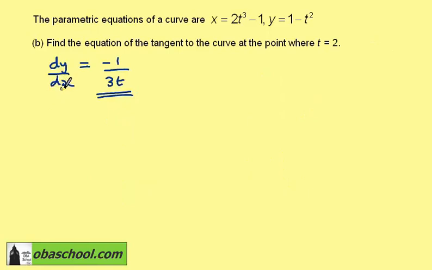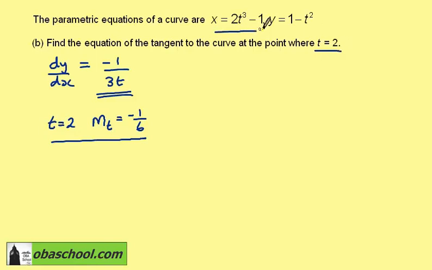We now have this expression for dy/dx, and we want to find the equation of the tangent to the curve at the point where t is 2. If t is equal to 2, then the gradient of the tangent, which we know is given by dy/dx, is minus 1 over 3 times 2, which is minus 1/6.